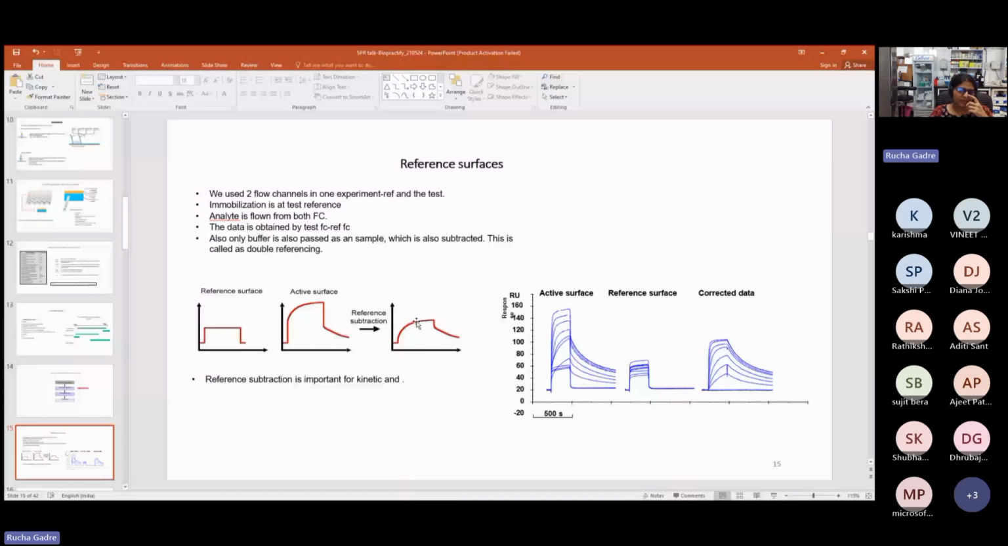So for example, if it is a protein-protein interaction, we are sure that this interaction is only between protein A and B. There is no other effect of buffer or reference. This is how it is typically shown: this is active, this is reference, and this is the corrected one.